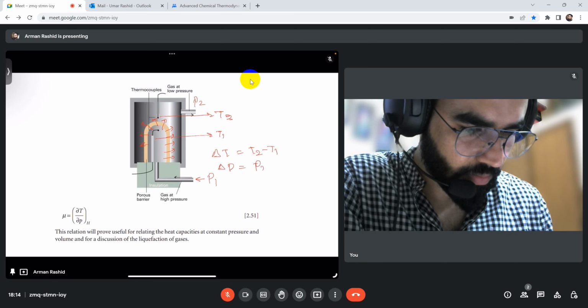Now this is actually given if we plot the change in the temperature, that means T as a function of pressure, and this slope will be given by mu.